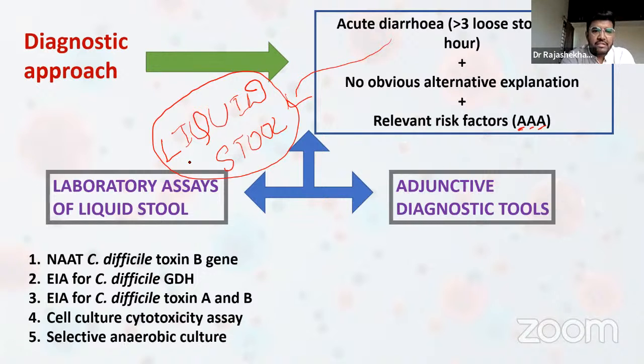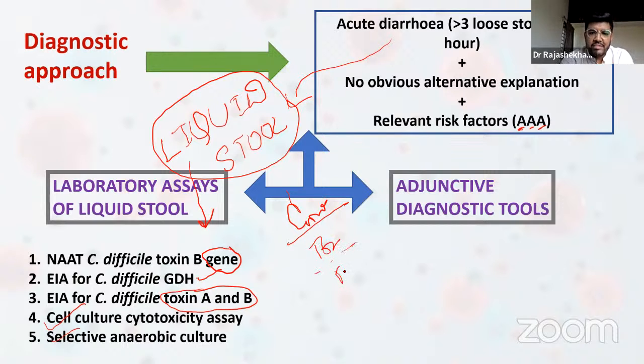So you can test this liquid stool for the gene, or you can directly test for the enzymes like GDH, the glutamate dehydrogenase, or you can test the toxins in the stool. Then there are some tests like you can do the culture, and you can use the cytotoxicity assays also. So what are the ideal tests available? We'll discuss that. You can test the genes, you can test the toxins, you can test some enzymes produced by this particular CD.